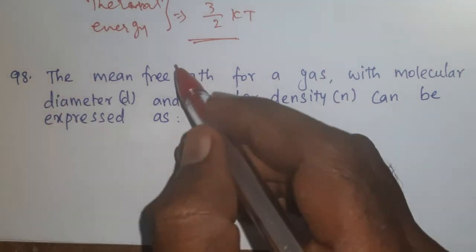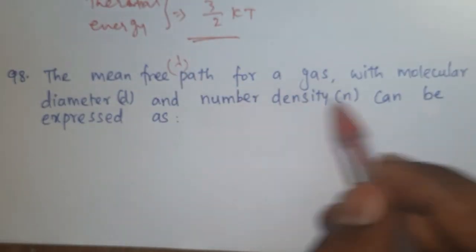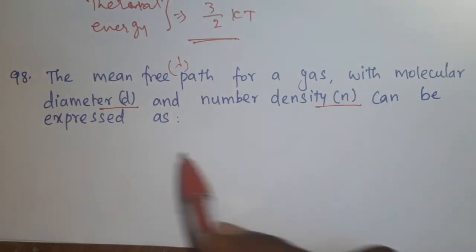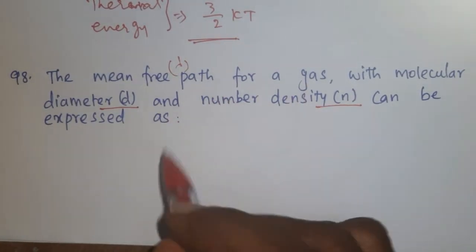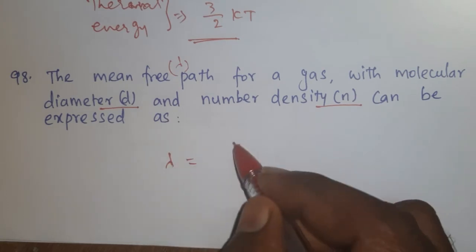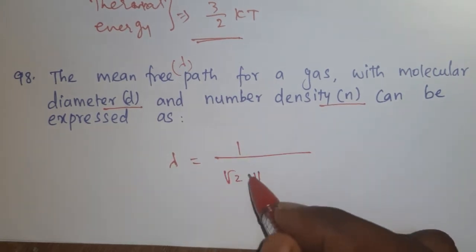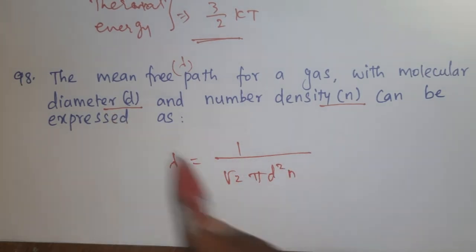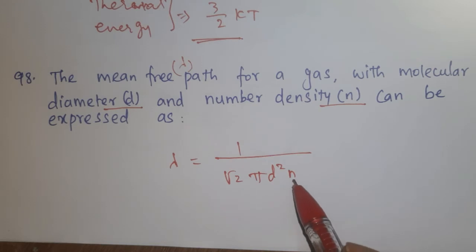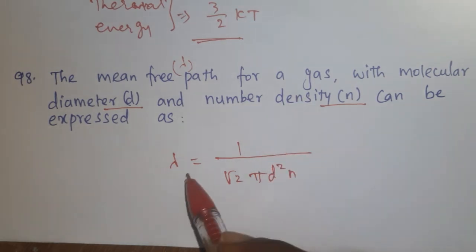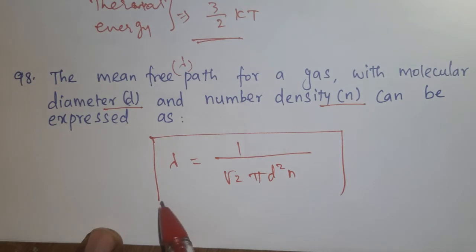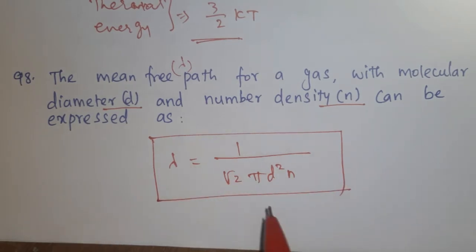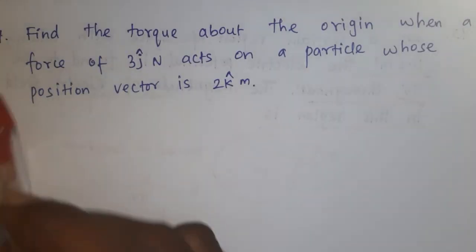Question number 98. The mean free path, that means lambda, for a gas with molecular diameter d and number density n can be expressed as. This is the direct question. They are asking for the formula. So mean free path is equal to 1 by root 2 pi d square n. Already we discussed, where d is the diameter of the molecule and n is the number density. Lambda is the mean free path. So depending on the options, we have to write this formula. This is the answer.